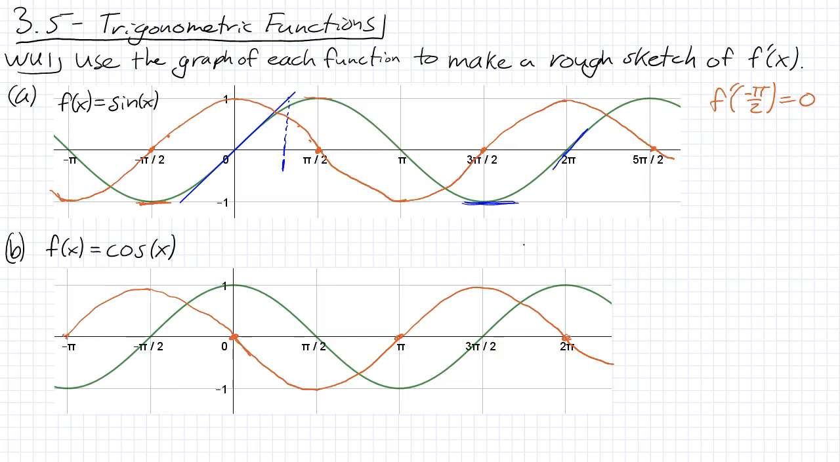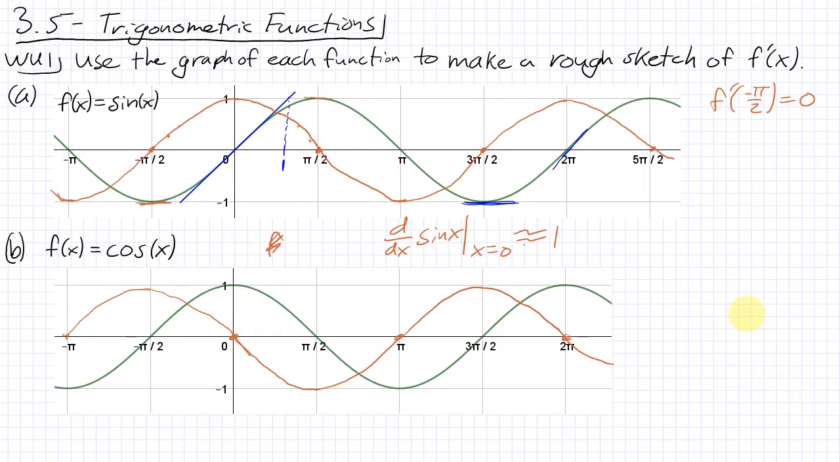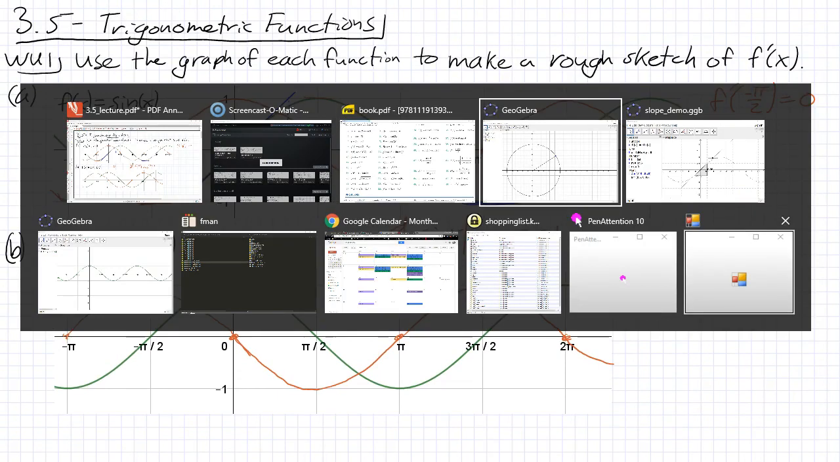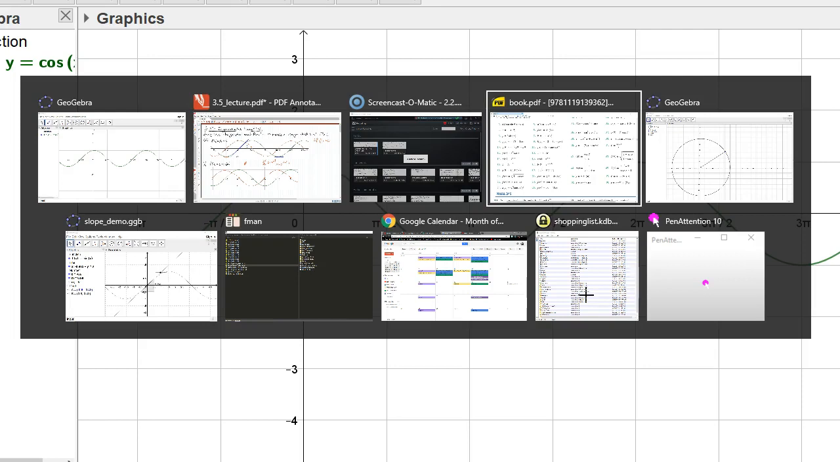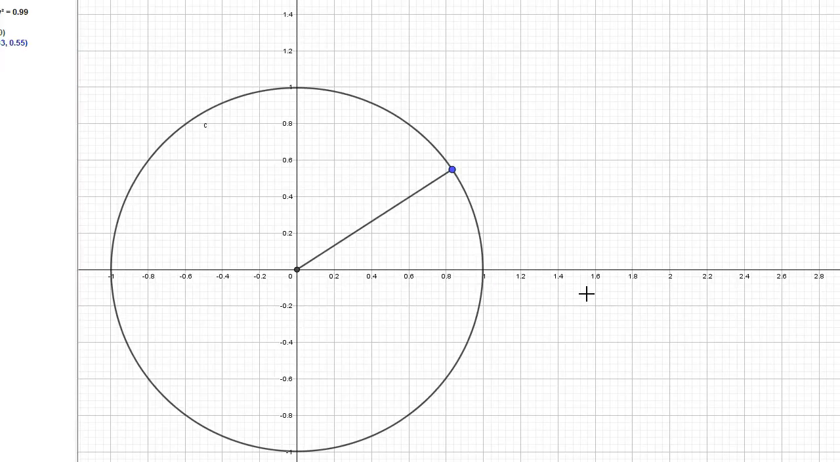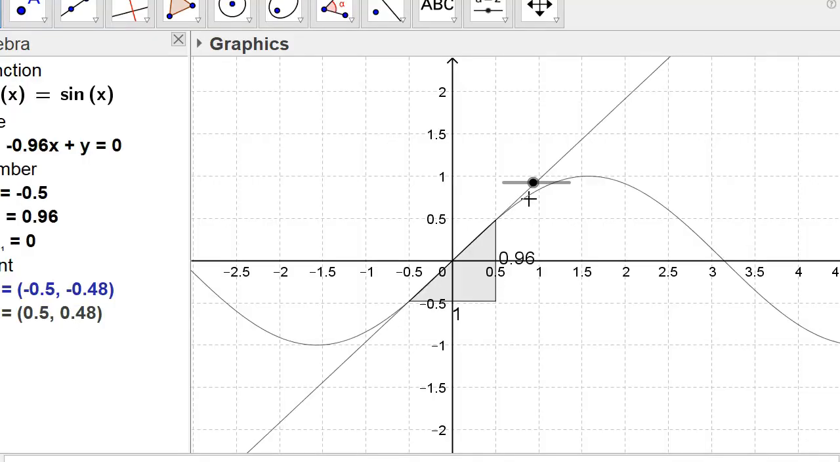I just want you to know that we haven't really proven that the derivative with respect to x of sine of x at x equals 0 is exactly 1, but it looks like it's approximately 1. Another way to see this is to use that GeoGebra tool I put on the website, which here it is.